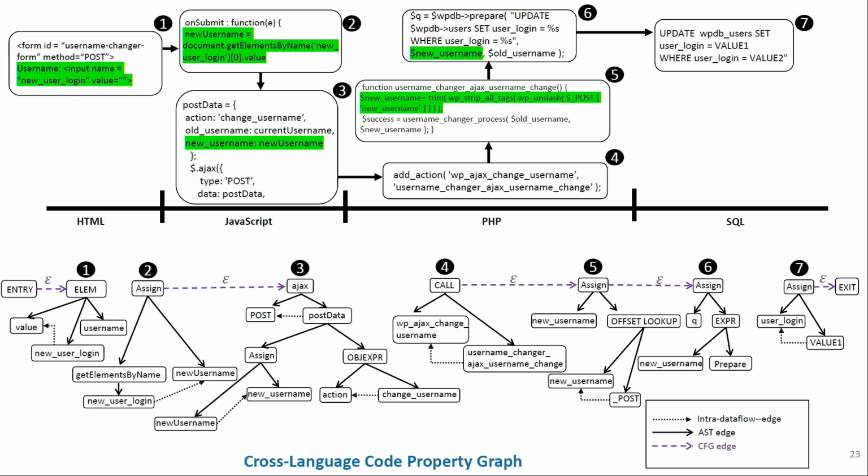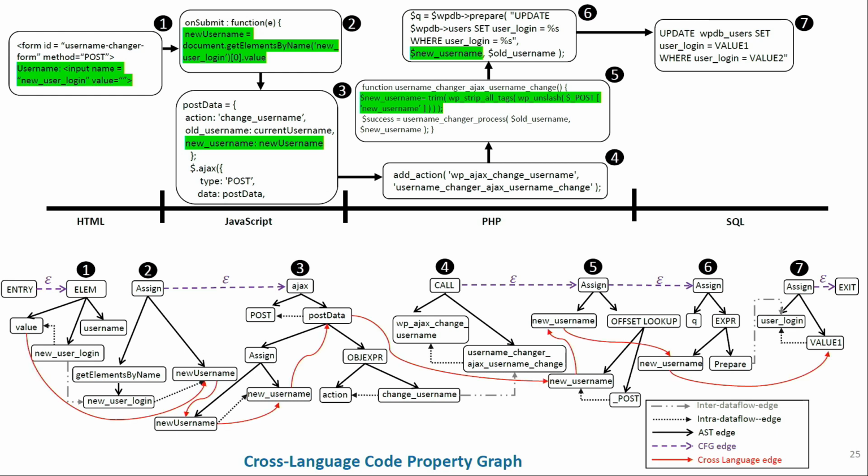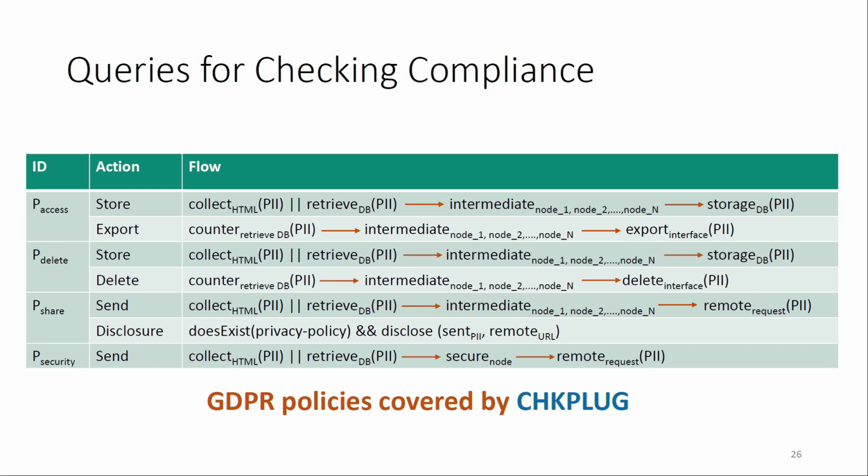So this is how the different AST nodes from each of those programming languages look. And after that, we connect each of those languages using inter data flow edges. And at the very end, we capture all those data flows and control flows together to infer how each of those pieces of personal information is flowing across the whole platform, across the whole application.